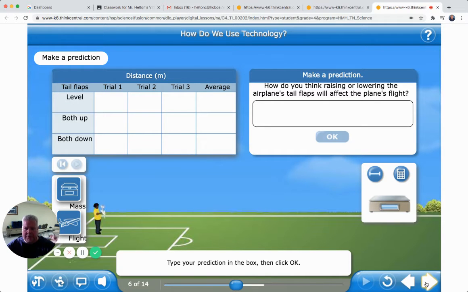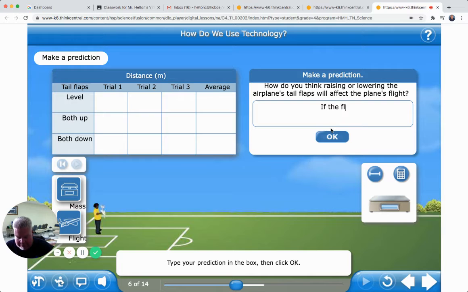What do you think? So a plane's flying along. If it's got things on top of it, if we raise the tail flaps up, what's it going to do? To me, it feels like the wind's going to catch that. It's going to want to pull it up. So I'm thinking if we put tail flaps up, it's going to make it want to go up. And tail flaps down, it seems like it would catch it and make it want to go down. That's my prediction. Would you have the same prediction? We'll try it. We'll type it in.